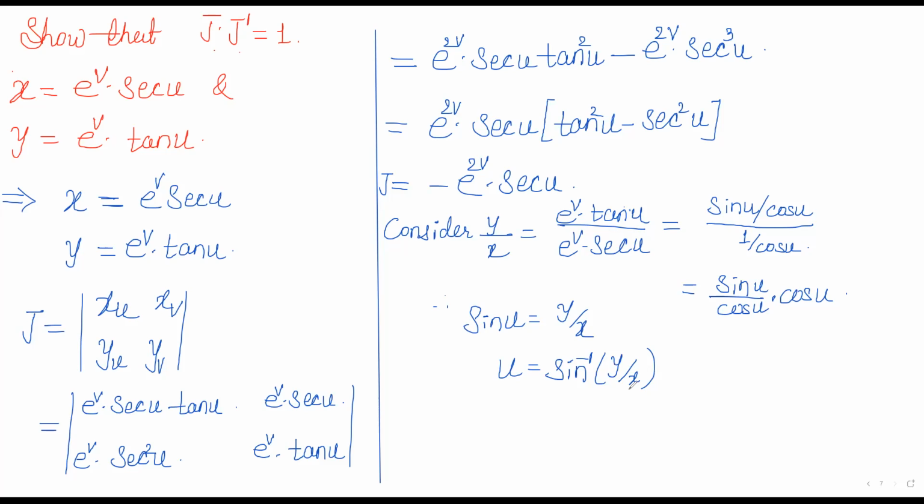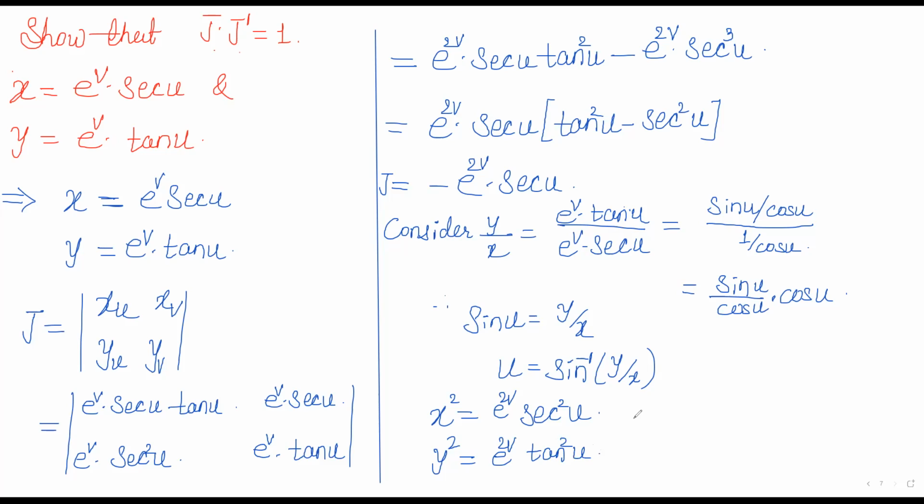Squaring both equations. स्क्वेअर करायचं आणि त्याचं सबस्ट्रॅक्शन करायचं. ओके. दोन्ही स्क्वेअर करायचं आणि एक्स स्क्वेअर मधनं वाय स्क्वेअर मायनस करायचं. मग तुम्हाला त्या ठिकाणी v ची व्हॅल्यू मिळेल. Consider x square, which is equal to e raised to 2v sec square u, and y square is equal to e raised to 2v into tan square u.